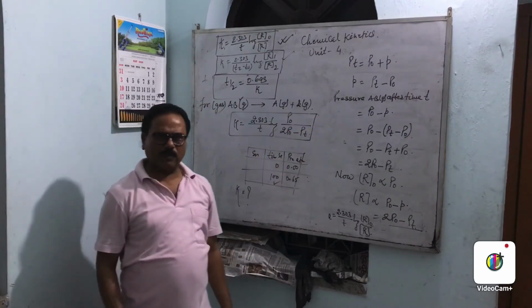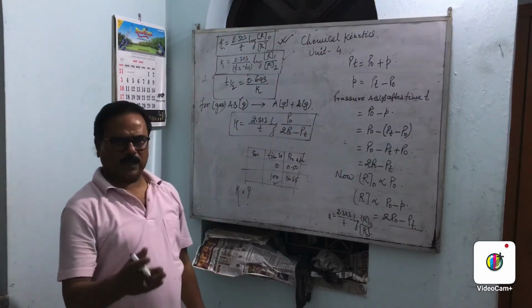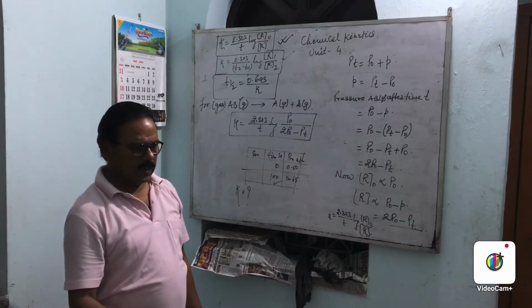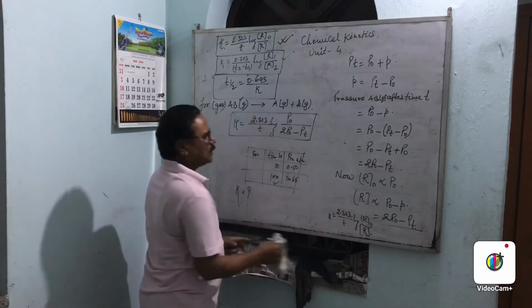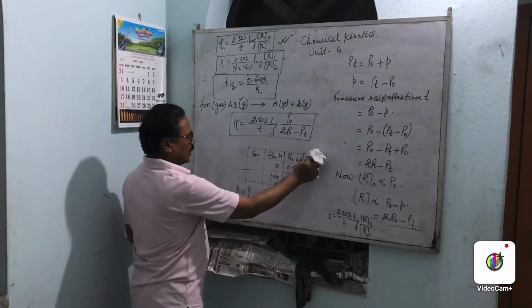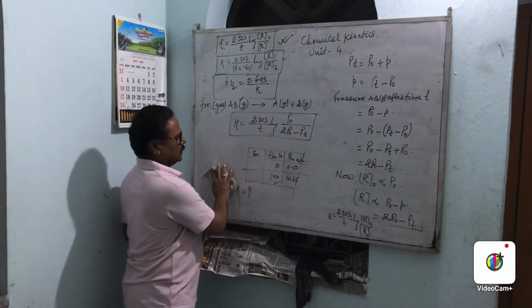There are so many problems in your exercise. That is probably 18, 19. These are the problems based on this equation. One exercise problem given in your book is based on another formula. So by this we can solve it.